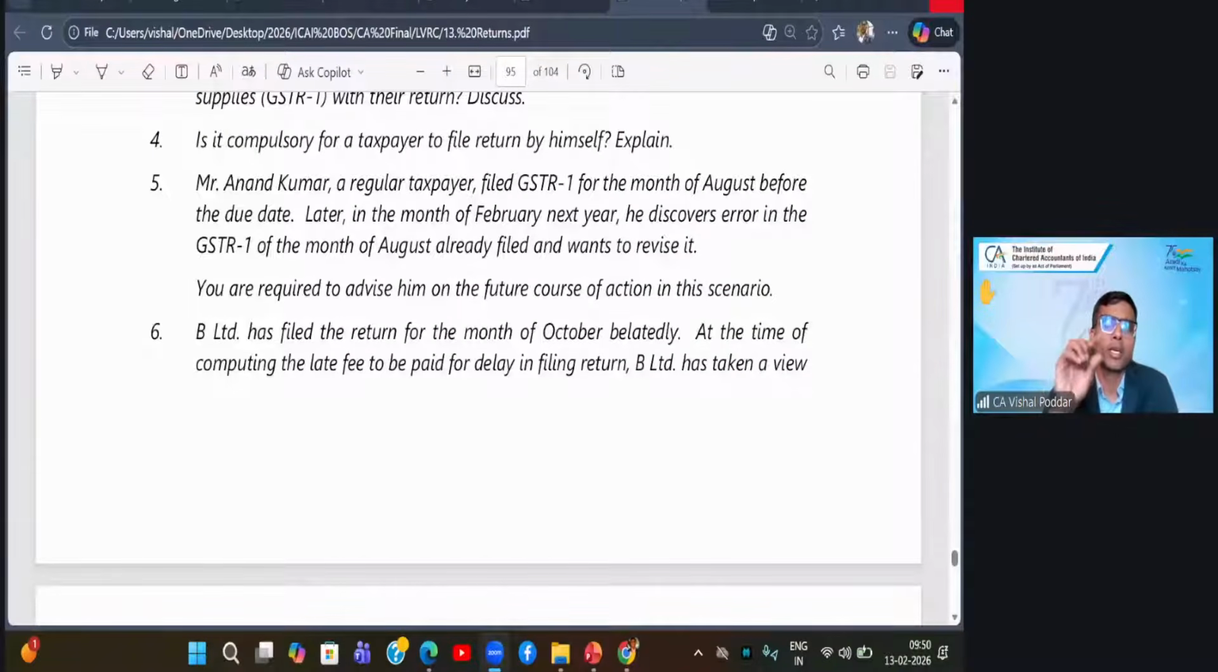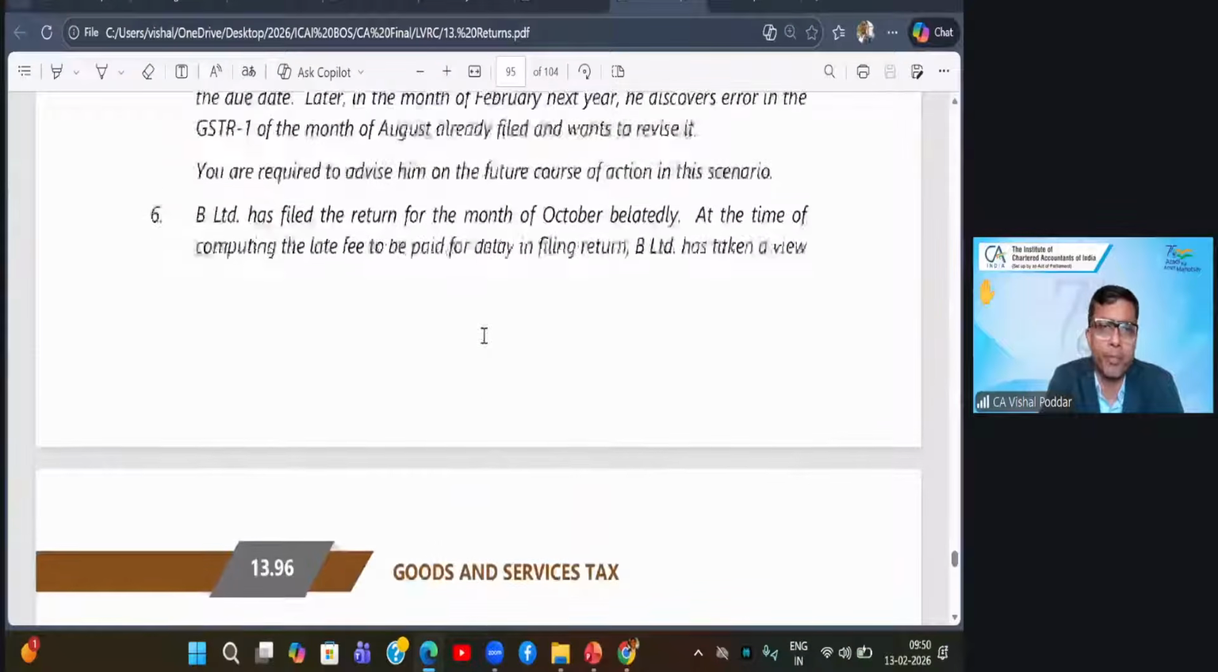Now let us say I want to correct the GST number because I have wrongly put some other supplier's GST number. I can do that. Or I have put some wrong value, like instead of 10,000, I added one more zero, made it 1 lakh. I can now reduce that to 10,000. So all these corrections I can do in my subsequent month's return. Like in this February, when I'm filing January month's return, I can correct the mistakes which I committed in my August month's return. So this is the course of action which is applicable to me.